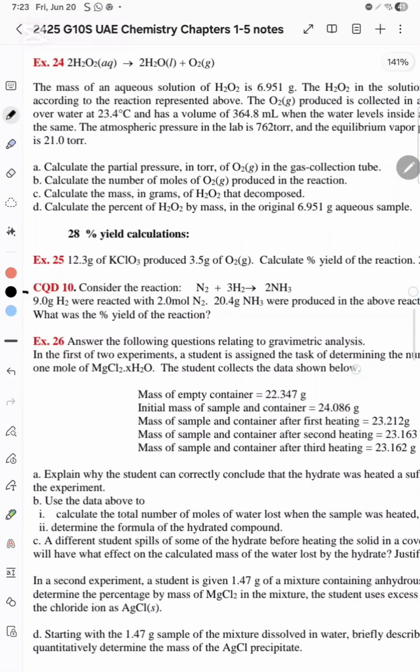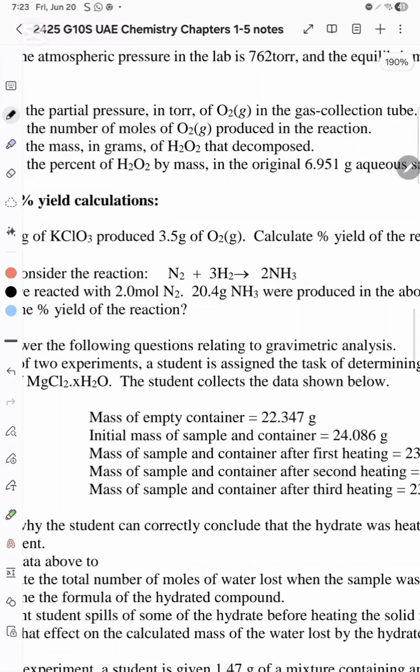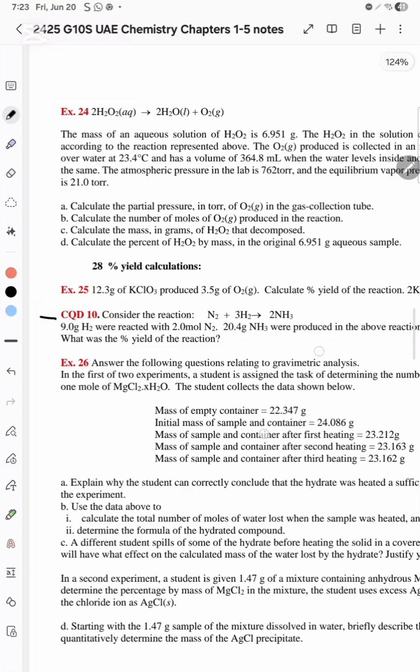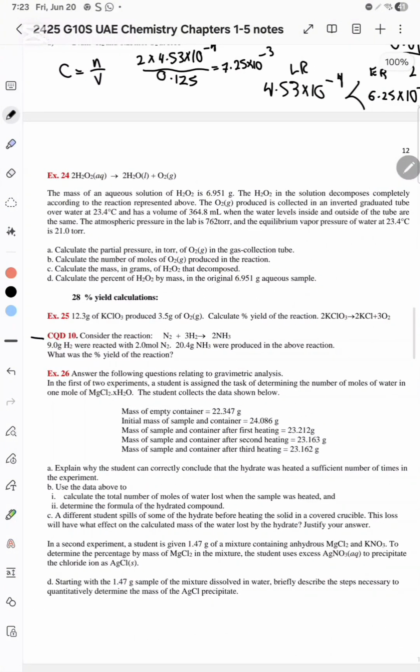Now consider the reaction. N2 plus 3H2 gives you 2NH3. Now, if 9 grams of H2 were reacted with 2 moles of N2, wait, what? This is the reaction. 9 grams of H2 were reacted with 2 moles of N2. Okay, yeah, my bad. 20.4 grams of NH3 were produced in the above reaction. What's the percentage yield of the equation?